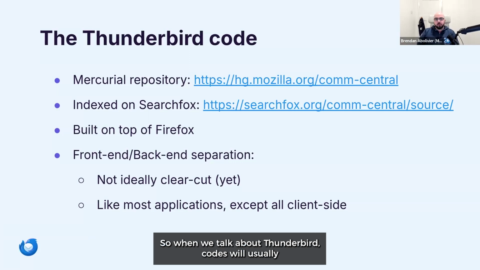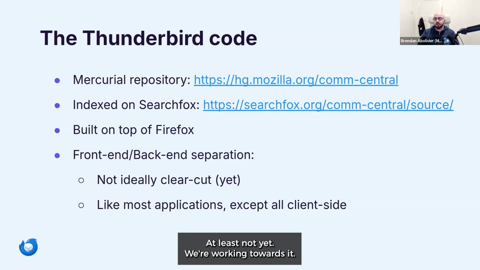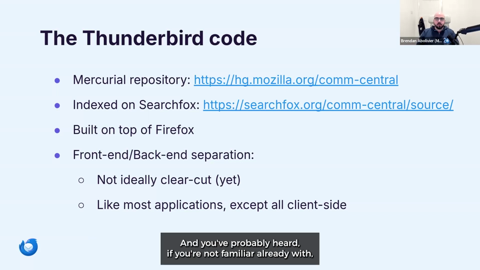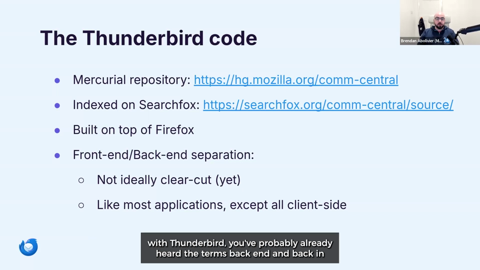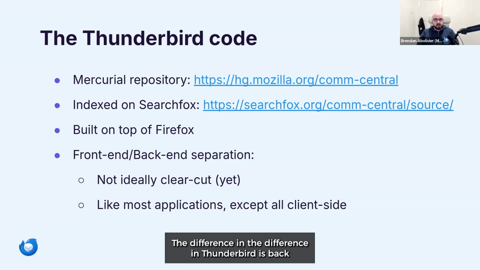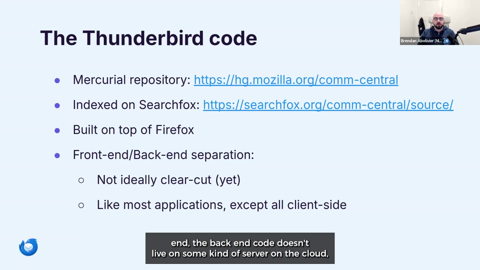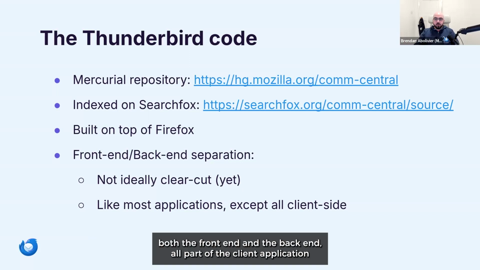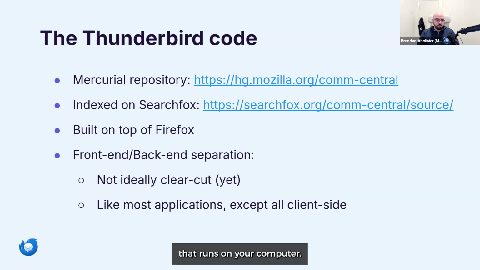When we talk about Thunderbird code, we'll usually make a kind of front-end, back-end separation. That separation isn't as clear-cut as we'd ideally like, at least not yet. We're working towards it. If you're not familiar already with Thunderbird, you've probably heard the terms backend and front-end in other applications that you might have been involved in. The difference in Thunderbird is that the backend code doesn't live on some kind of server in the cloud. Both the front-end and the backend are part of the client application that runs on your computer.